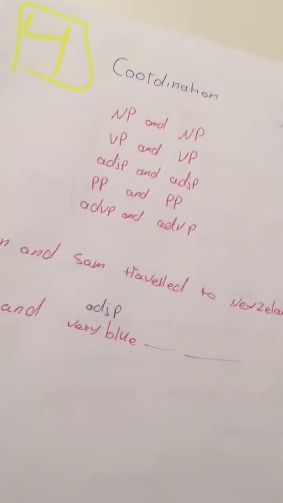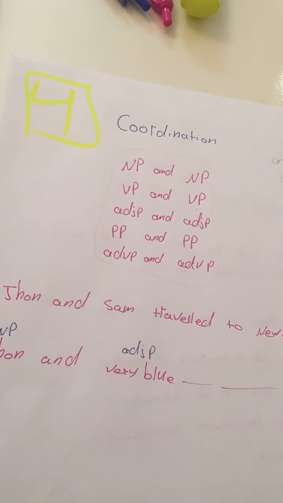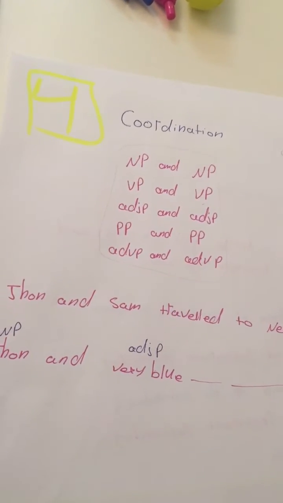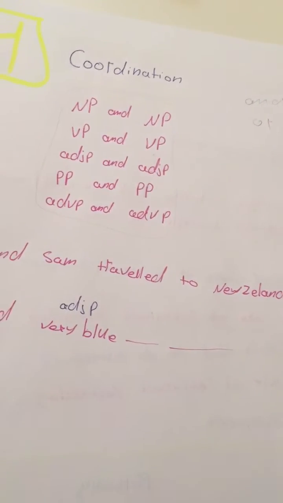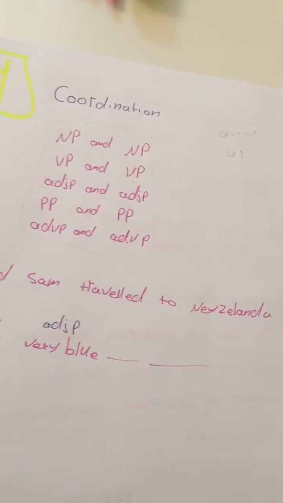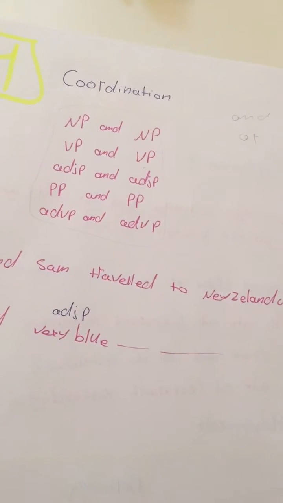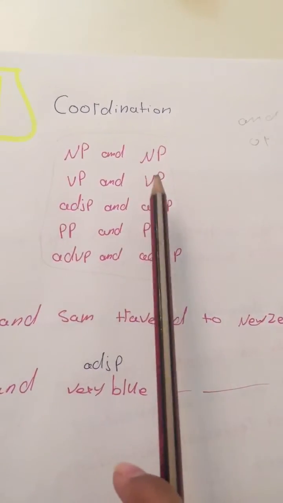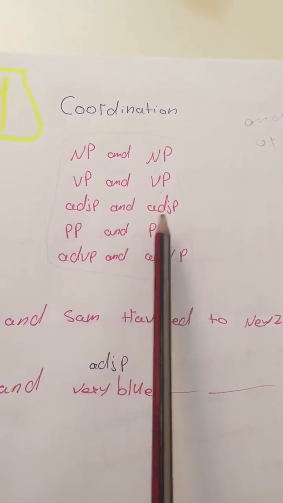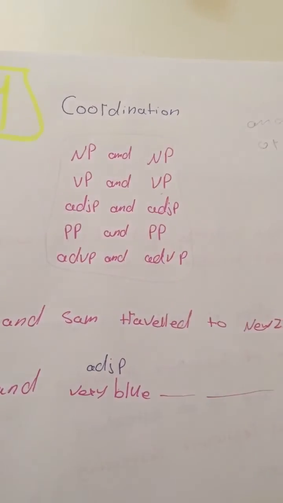The second test is the coordination. And what is the meaning of coordination? Coordinate structures are constituents linked by a conjunction, and we know that the conjunction is and, or, and so on. They have to be in the same syntactic category. We cannot say noun phrase and verb phrase. I wrote it here. Noun phrase with noun phrase, verb phrase with verb phrase, adjective with adjective, prepositional phrase with prepositional phrase, adverb and adverb.